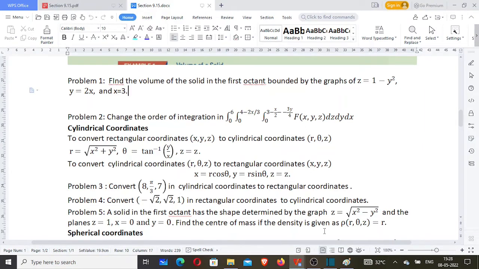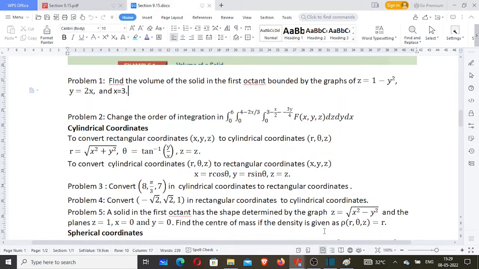Next is the expression of cylindrical coordinates. First, to convert rectangular coordinates x, y, z to cylindrical coordinates r, theta, z: r is equal to the square root of x square plus y square, theta equal to tan inverse y by x, and z equal to z itself. For the reverse process, to convert cylindrical coordinates r, theta, z to rectangular coordinates x, y, z, put x equal to r cos theta, y equal to r sin theta, and z equal to z.